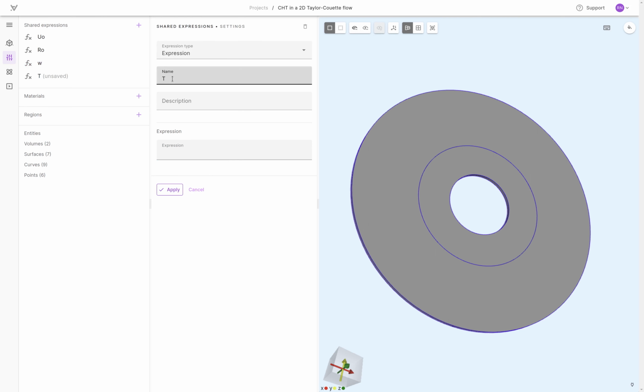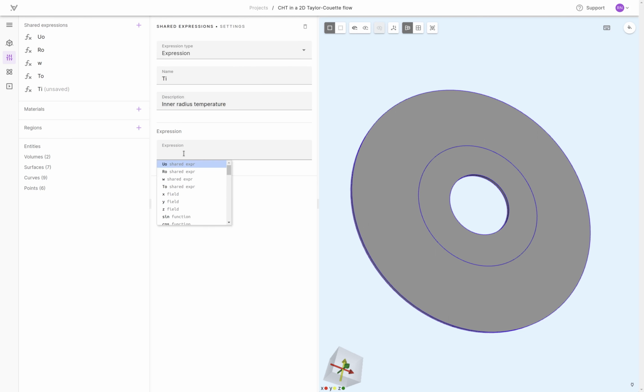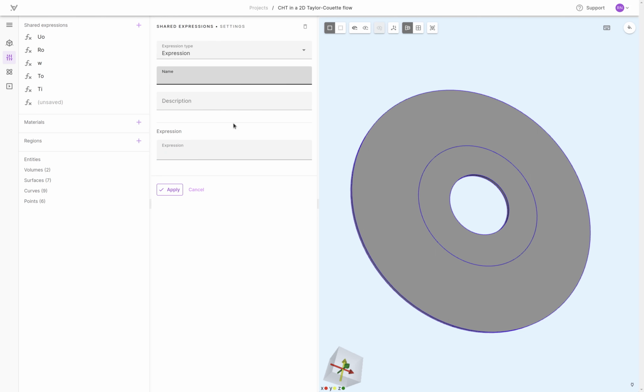We define the temperatures at the outer and inner surface. So TO would be the outer radius temperature, which was kept at 700 Kelvin. Then we define Ti, which was inner radius temperature, which was kept at 500 Kelvin. Then we define the heat conductivity ratio between solid and fluid. This was equal to 9.